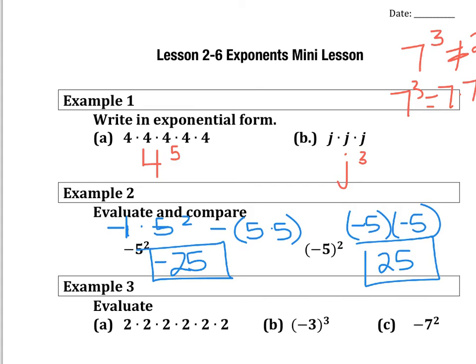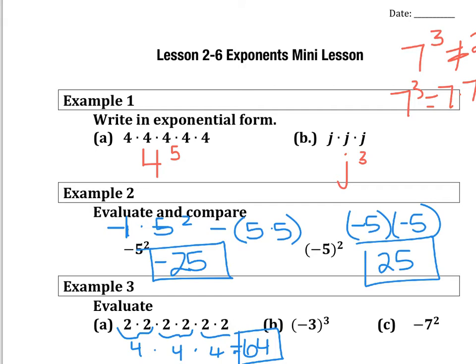In example 3, we are asked to evaluate these, so we will actually give an answer to them. A couple ways you can do this. I usually break it up a little bit, so if I see this long multiplication problem with many 2's, I might write it as 4 times 4 times 4, and 4 times 4 I know is 16, times 4 again is 64.